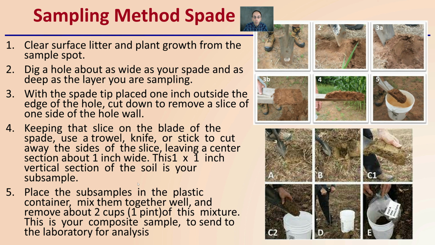Then with the spade tip, place 1 inch outside of the edge of the hole, cut down, and remove a slice of one side of the wall. So here we see the area, cut a little hole there, we're going right down, cutting a 1 inch slice thickness by 6 to 9 inches long area.